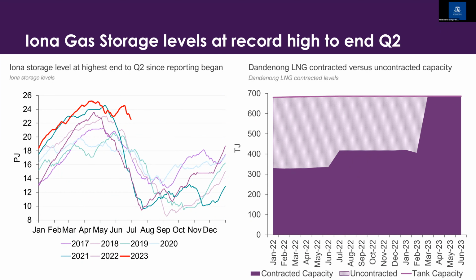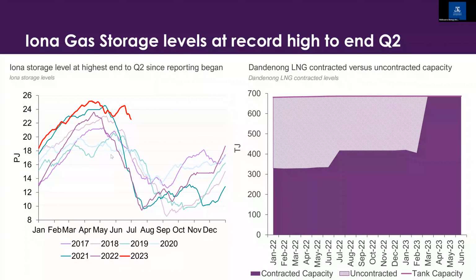It has a theoretical maximum of, I think, around 26 PJs. The chart here shows the red line, which is calendar 23. You can see that just before winter it reached near-highest levels, and it started following a trajectory similar to last year, 22, which is this purple line here.